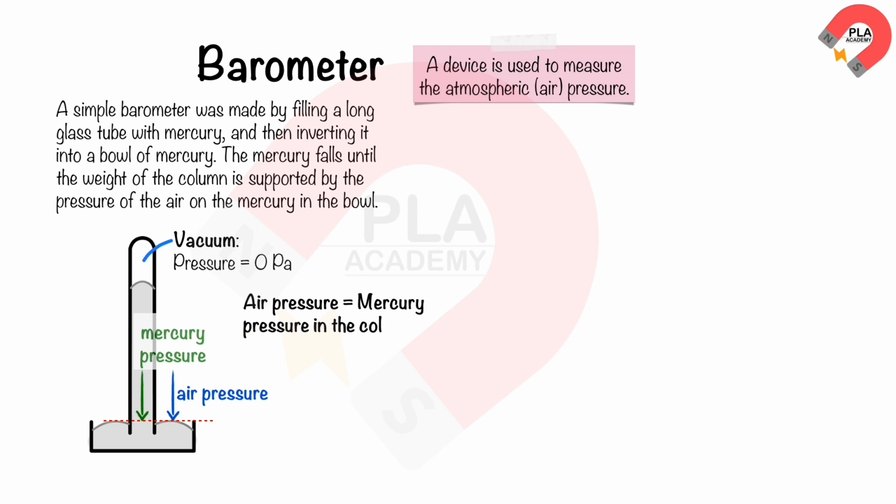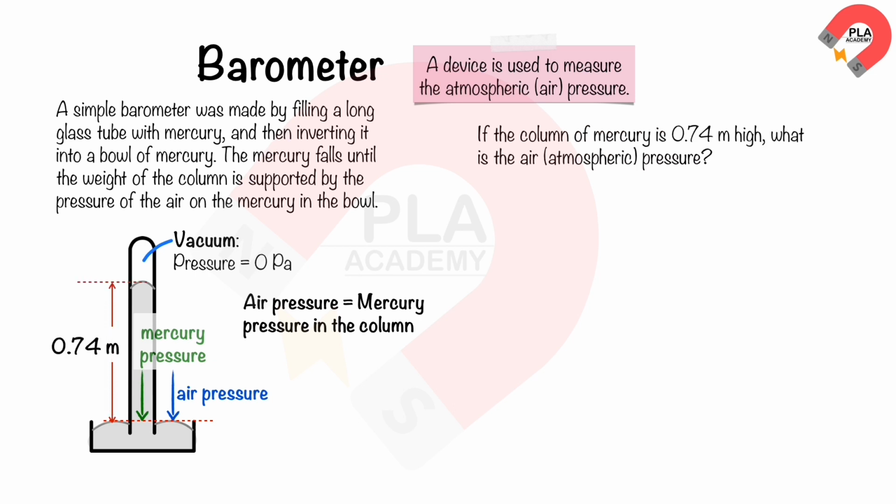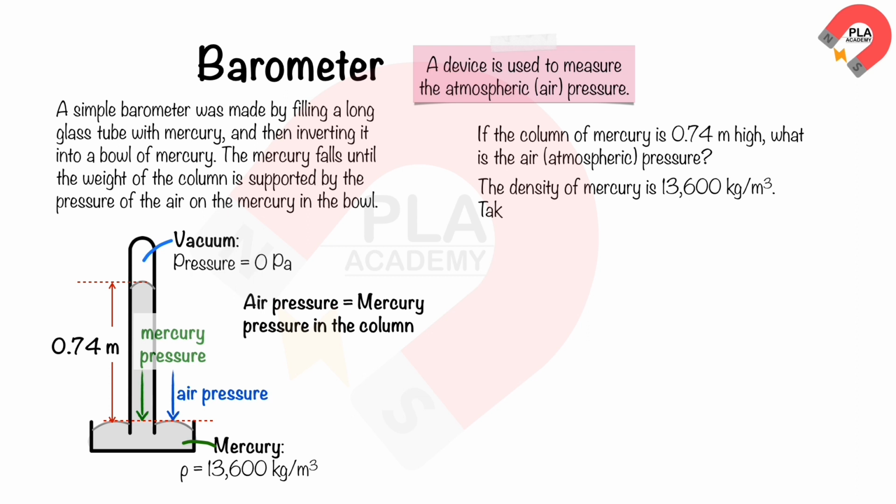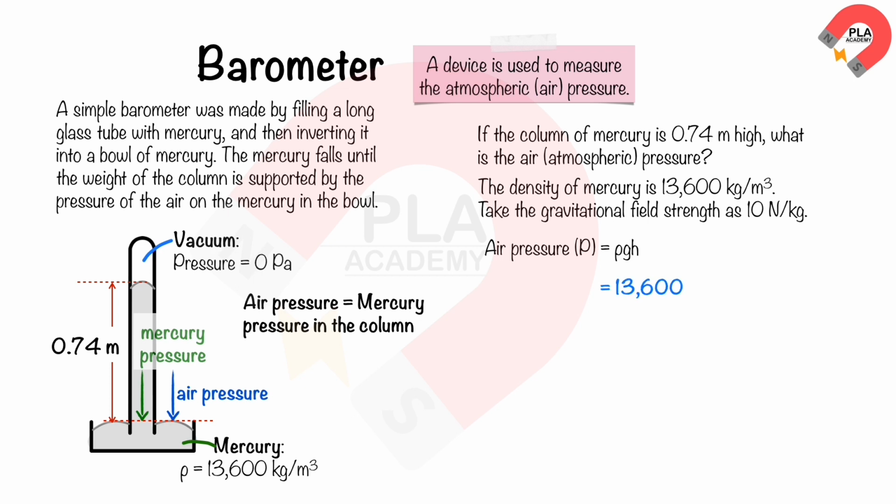So, the air pressure acting on the surface of the mercury equals the mercury pressure in the column at the same level. If the column of mercury is 0.74 meters high, what is the air pressure? The density of mercury is 13,600 kg per cubic meter. Take the gravitational field strength as 10 newtons per kilogram. The air pressure is equal to rho g h. Substitute rho equals 13,600, g equals 10, and h equals 0.74. So, P equals 100,000 pascals.